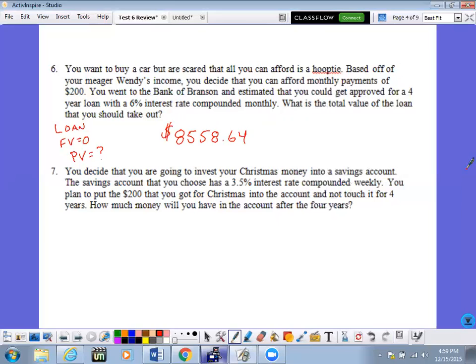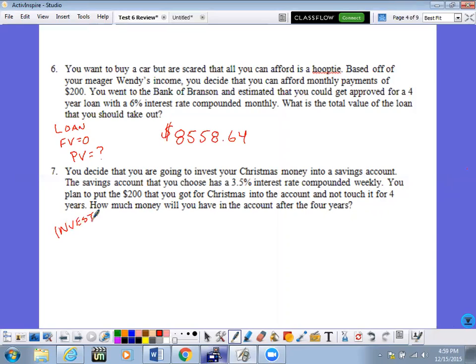All right, number 7 says you decide that you're going to invest your Christmas money into a savings account. The savings account that you choose has a 3.5% interest rate compounded weekly. You plan to put the $200 that you got for Christmas into the account and not touch it for 4 years. How much money will you have in the account after 4 years? So this is an investment.